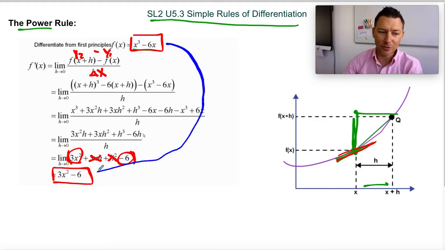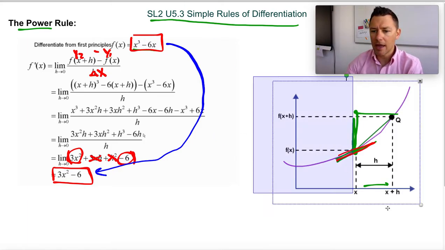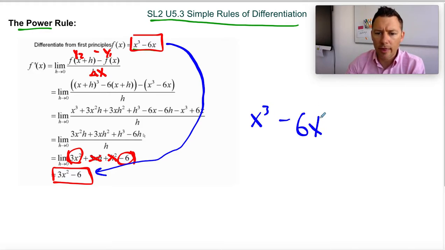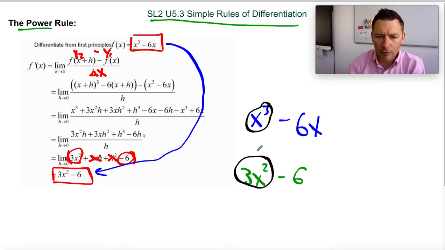But there's a connection between the two of these, and some of you have found that already. And if you haven't, you can look at this. We started with that, and we said its derivative was 3x squared minus 6. Think about how this and this are related, and think about how this and this are related.